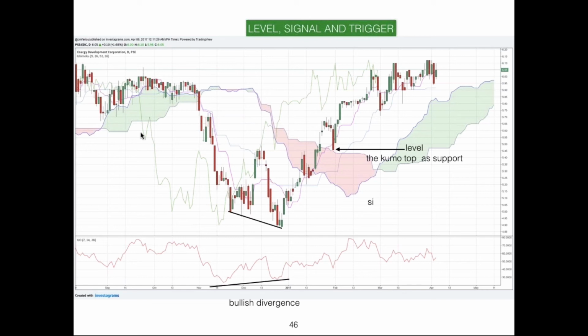The signal is the price bounce above the Kumo top. The candlestick served to retest the previous resistance as the new support line, and that support line was able to hold. The trigger is the bounce from the support with a long green candlestick and the break above the Tenkan-sen line. So your trigger to buy is the fact that it created a long green candlestick and broke above the Tenkan-sen line.